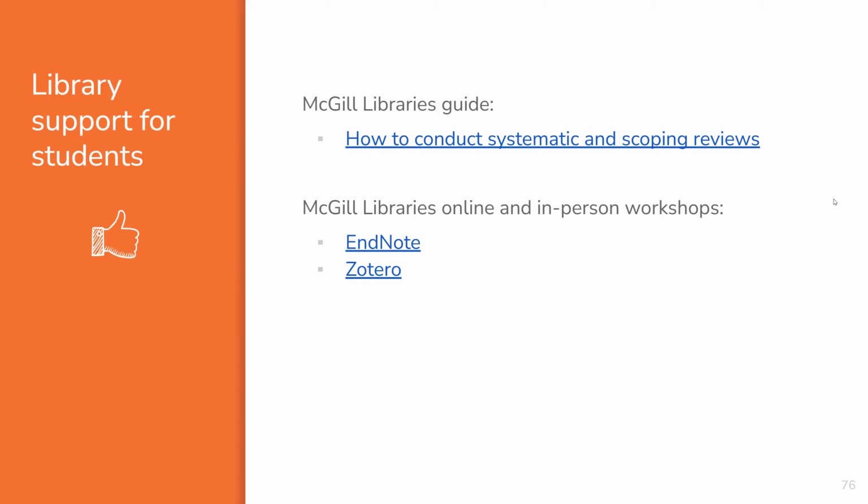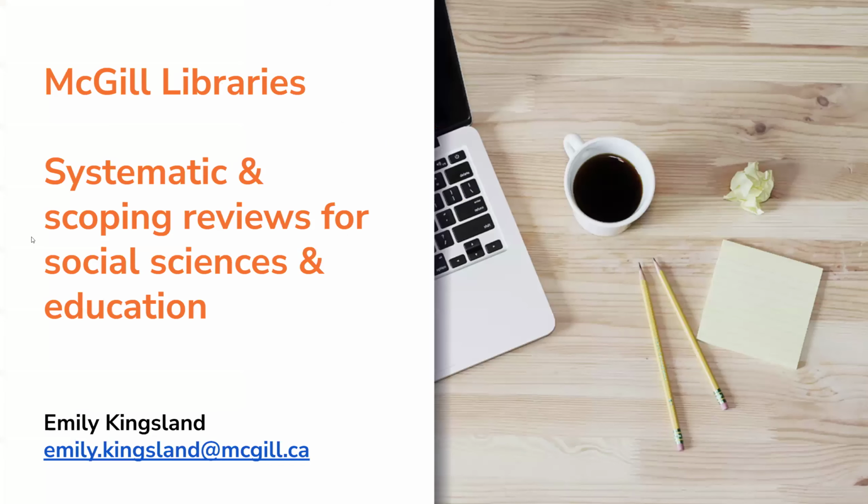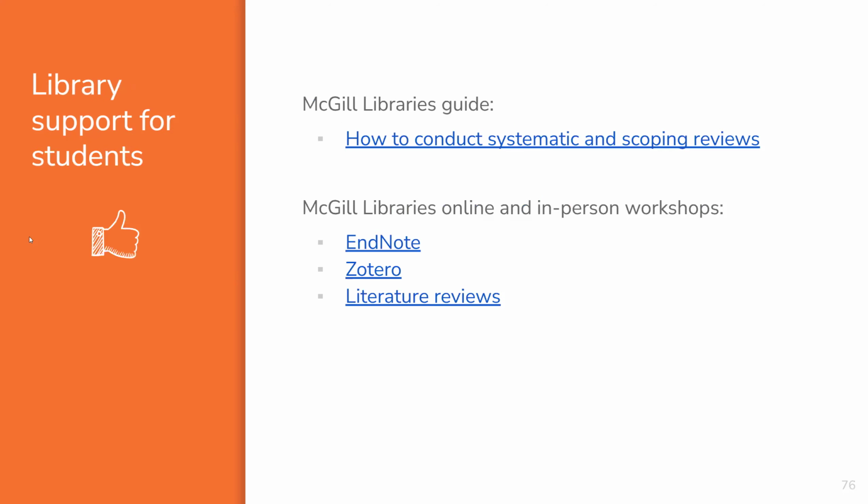So if you've decided that conducting a systematic or a scoping review is not for you, then you may wish to explore conducting a literature review. And if that's the case, McGill Libraries offers a number of free online literature review workshops. Lastly, if you're going to conduct a systematic review, a scoping review, or even a literature review, you may wish to set up a follow-up appointment with your librarian. And again, to find your librarian, we have links in the description.